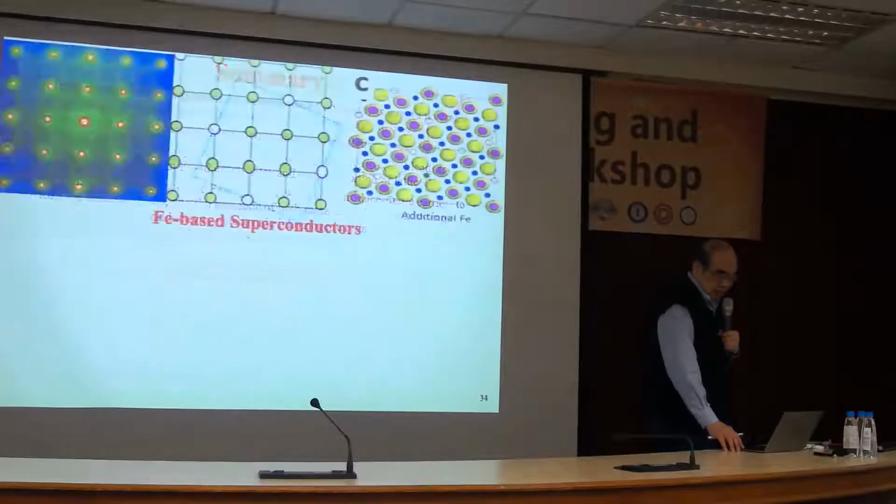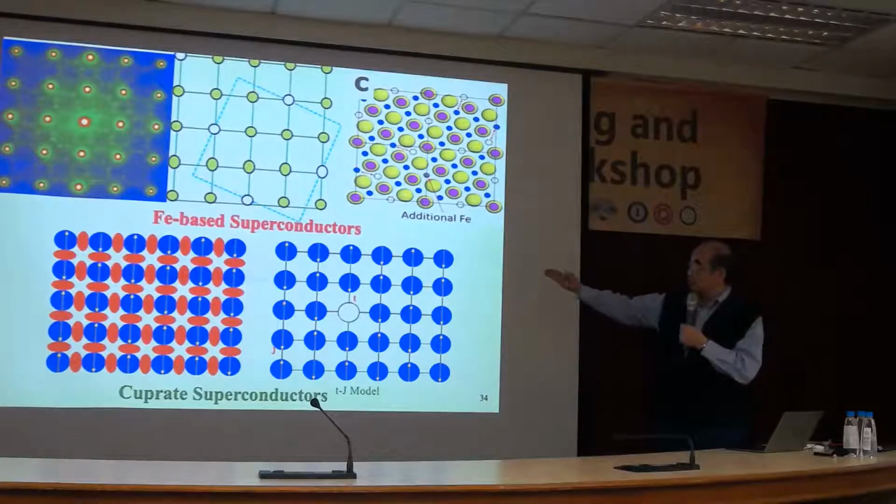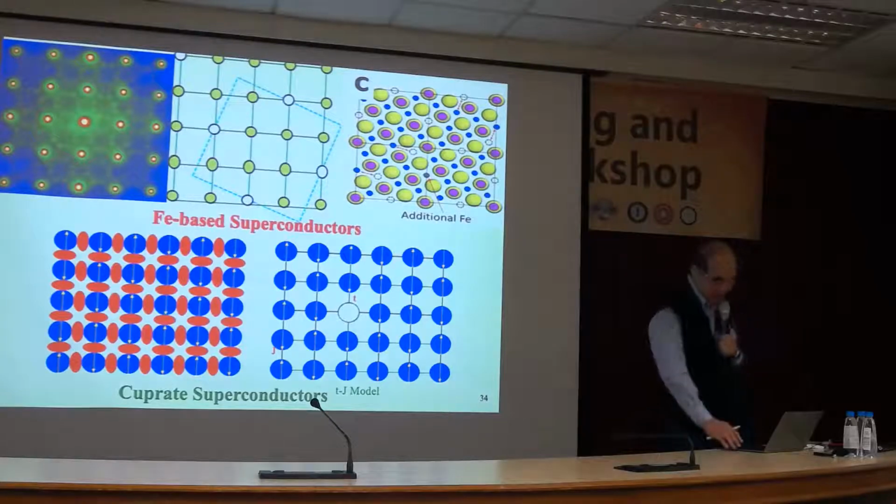So then we sort of conclude that now we have two systems: one is the cuprate, one is the iron selenide. The fundamental understanding seems to be quite similar. We need some kind of empty space.